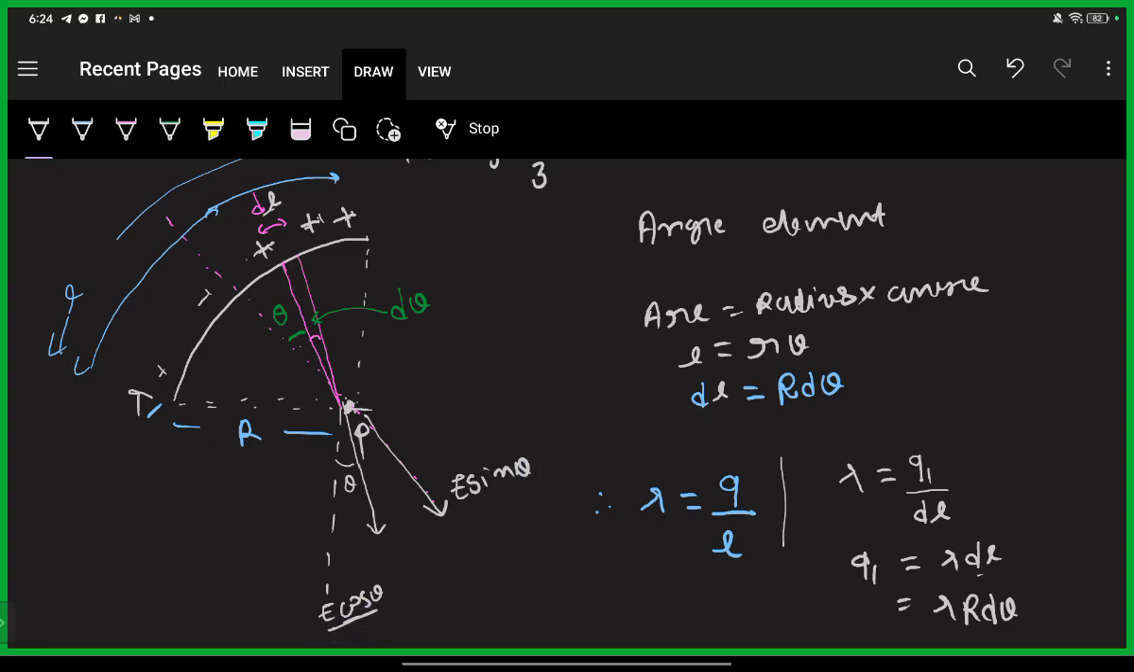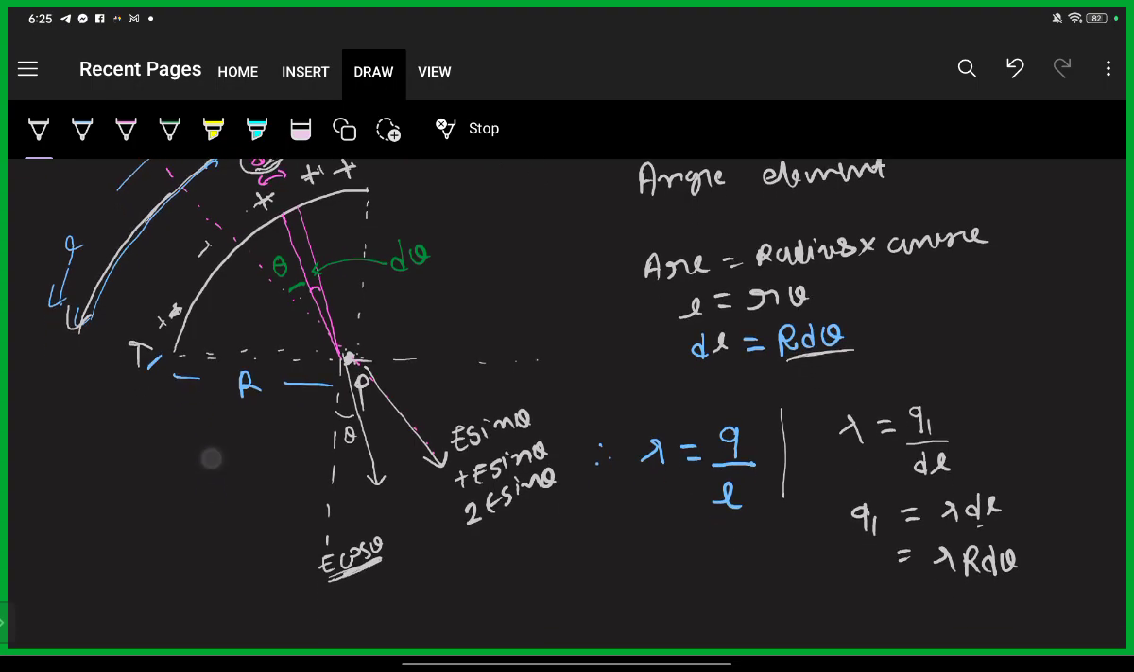Same way, if you take an element here, it will give us in this direction, I mean opposite to this, e cos theta, so that e cos theta will get cancelled out and you will get here 2 e sine theta, okay, and then you can integrate it. Now it's upon you, but the method is this. What's the method? Since this is an arc, the angular element can be very useful. So just convert this length into angle, then the things will get easy.